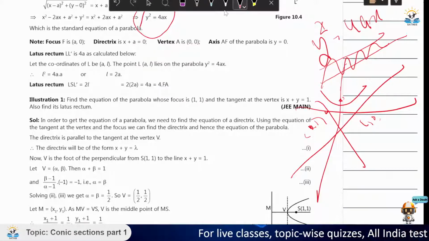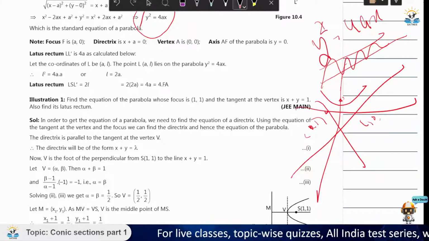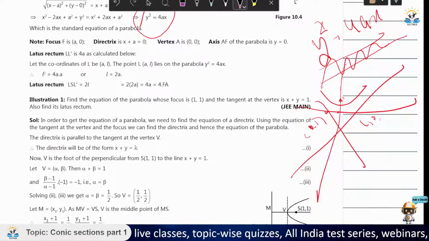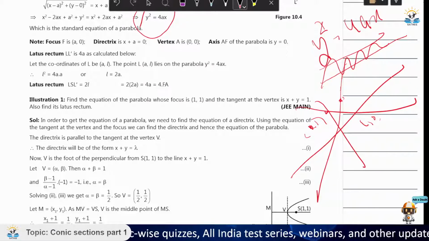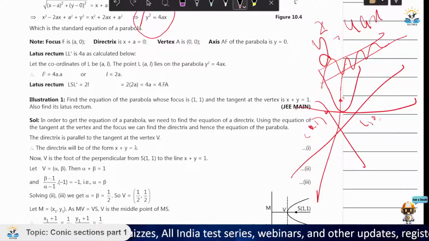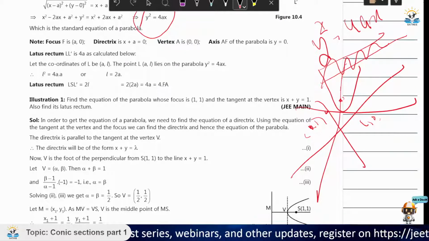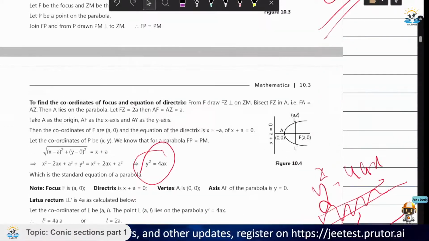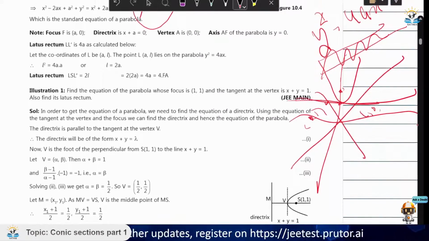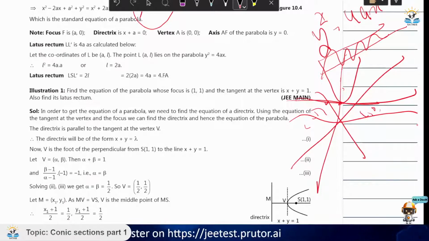So I have to find the equation. This is the tangent at the vertex, so it would look something like this. My bad, this would look something like this. How do we calculate this? If this is the tangent at the vertex, we will have to draw the directrix somewhat like this. Let's calculate the distance between the focus and the vertex, that is equal to a.